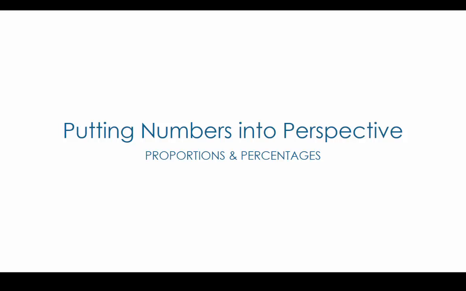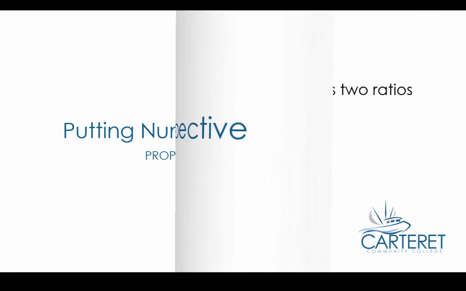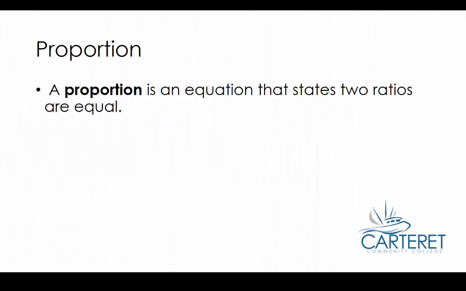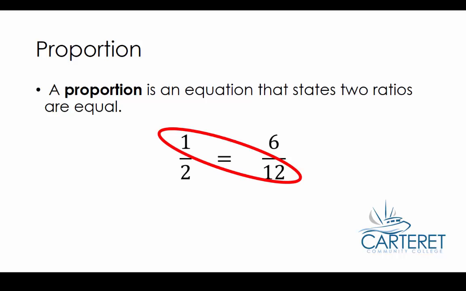Putting numbers into perspective, proportions and percentages. A proportion is an equation that states that two ratios are equal. To solve or check to see if we have a proportion, we cross multiply.